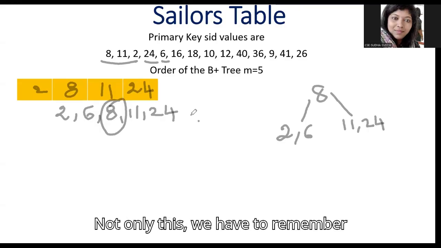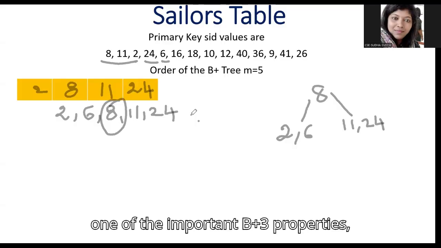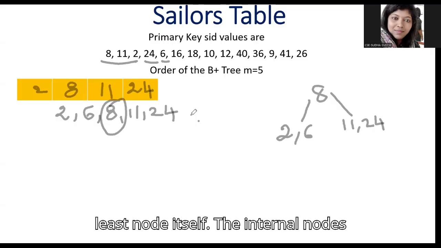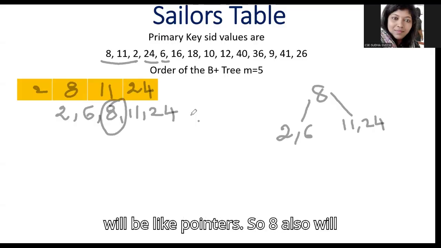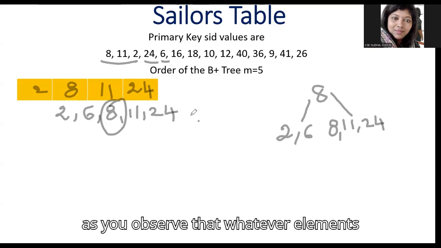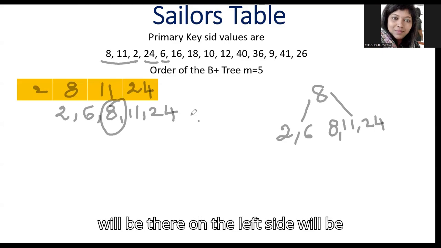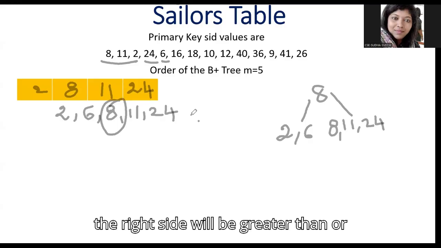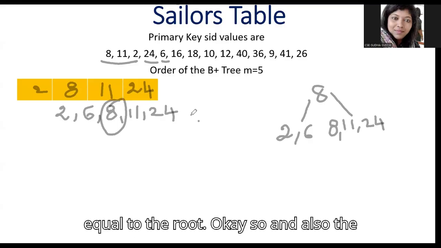We also have to remember one of the important B plus tree properties: all the data will be in the leaf nodes themselves. The internal nodes will be like pointers. So 8 also will be on the right side. As you observe, the elements on the left side will be lesser than the root, and the elements on the right side will be greater than or equal to the root.